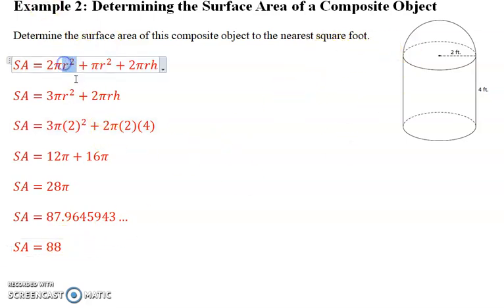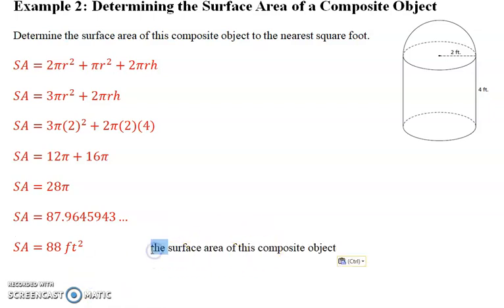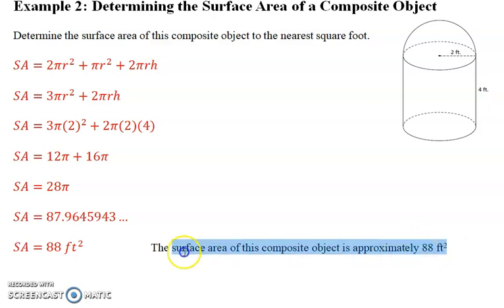So grab an exponent. And we say the surface area of the composite object. The surface area of this composite object is approximately 88 feet squared. That's it. And we're finished.